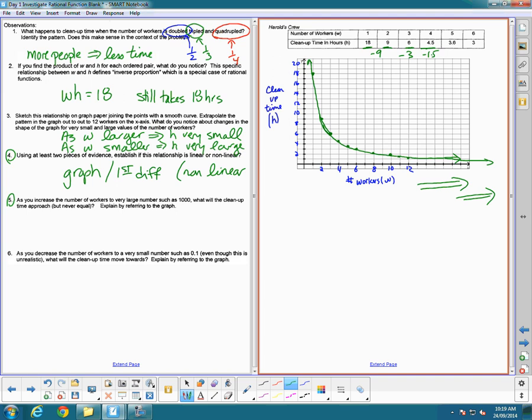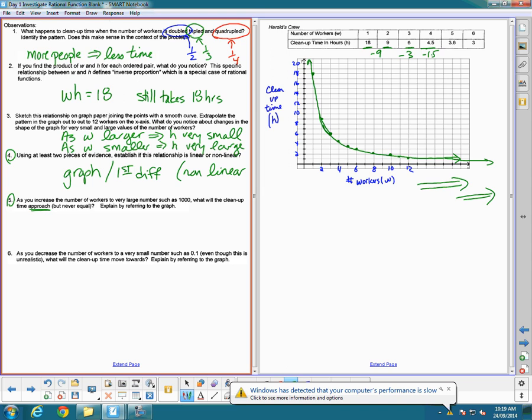If you had 1,000 people there and you had to clean the floor and everyone was in charge of one little piece of the floor, sure, it'd get done really, really quickly. But as soon as you say go, it still actually has to happen. So there's still at least some time. It's going to be a very small amount of time, but some time still has to pass. So it approaches 0, but it never equals 0.